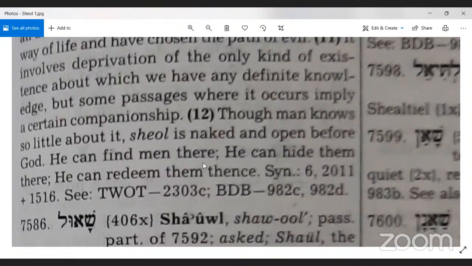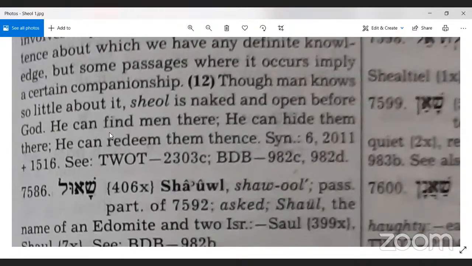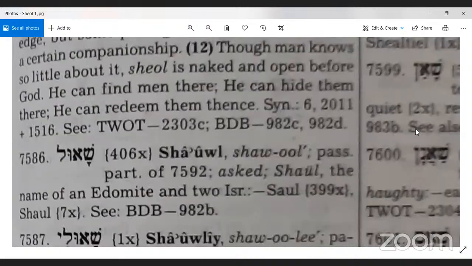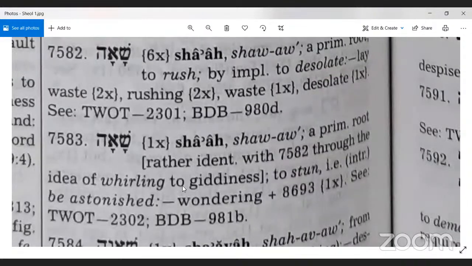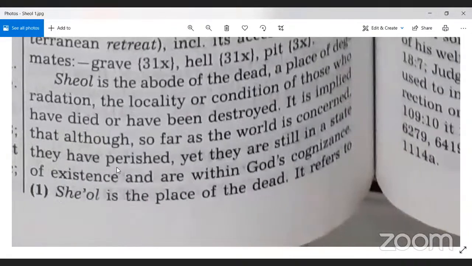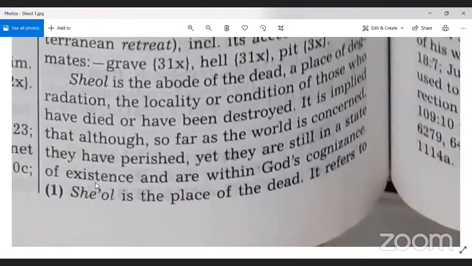But importantly, if he can find men there, that means they have to be conscious, right? Absolutely. He can hide them there. He can redeem them. So there has to be consciousness. Otherwise, they don't exist. And they say that we exist there. Yet they are still in a state of existence. So existence is consciousness.